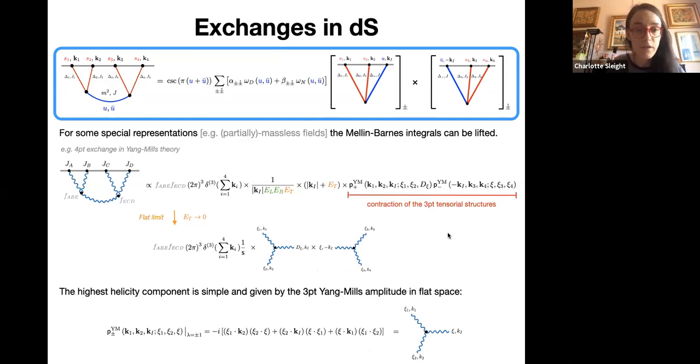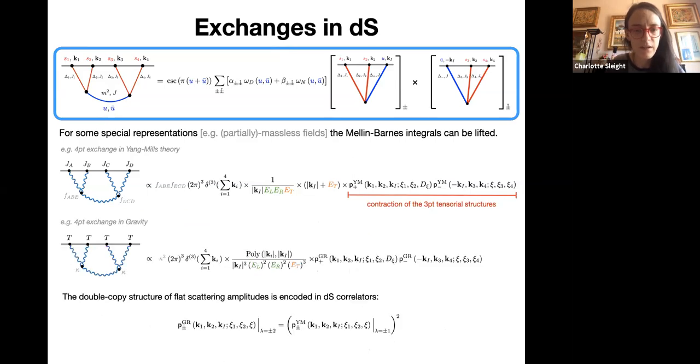So the reason why I mention this example is because it appears again in an interesting way when you consider the exchange in gravity. So gravity is another example where you can do all of these Mellin integrals.